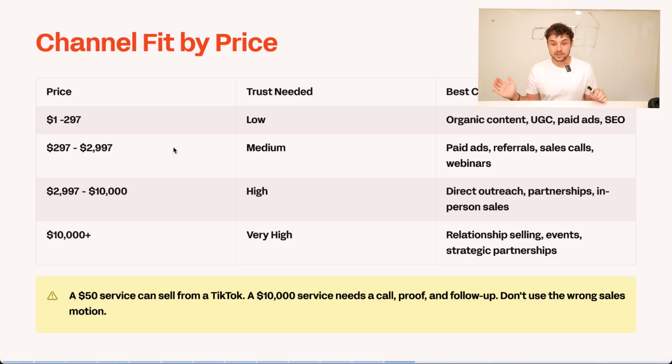Next is $10,000 plus services. This is really relationship selling. You're going to events and then you're layering in strategic partnerships. Like you're sponsoring an event that you know all these people would go to, and then you're in there hand-to-hand combat talking to everybody, okay? So basically a $50 service can sell from a TikTok. A $10,000 service needs calls, proof, and follow-up messages, okay?